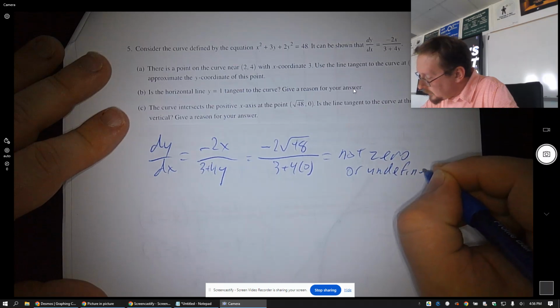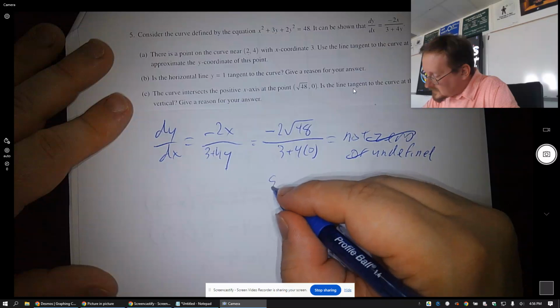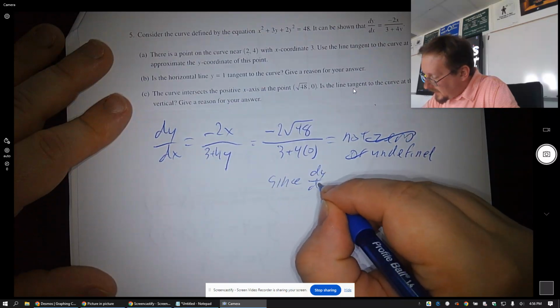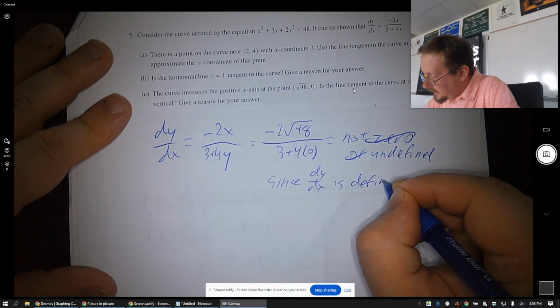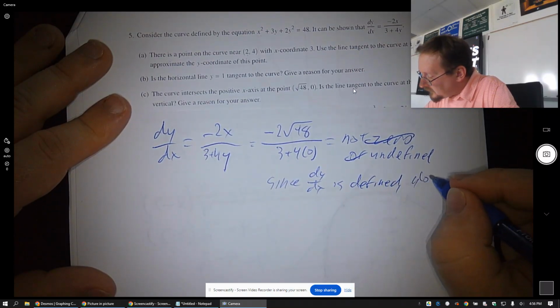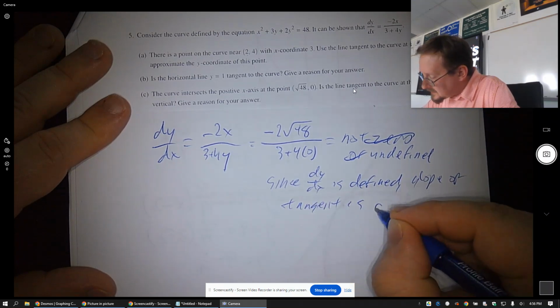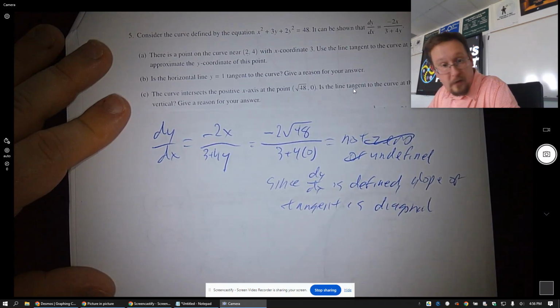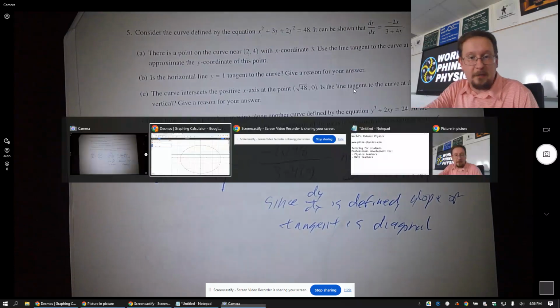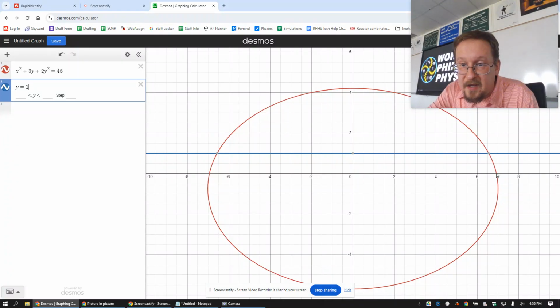So I should say that it's not 0 or undefined, really. But it's not undefined. So since dy/dx is defined, the slope of the tangent is diagonal, since it's not 0 either. Okay, let's just double check. Yeah, that looks pretty diagonal to me right there.